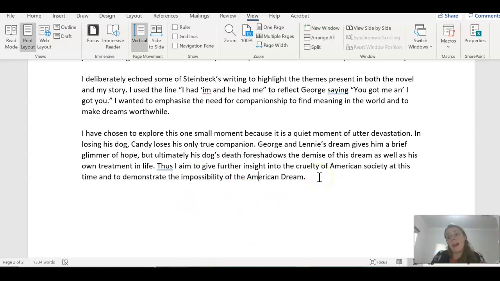So I'm bringing it back here to the themes. This, once again, is why I chose this story. These are the themes that I'm exploring. This is the didactic message or the author's message that I'm trying to convey. So Steinbeck in this piece is showing us that the American dream is dead. I, in my piece, The Death of Candy's Dog, am also showing that the American dream is dead. So I'm echoing that didactic message.